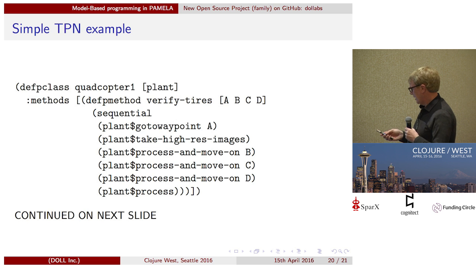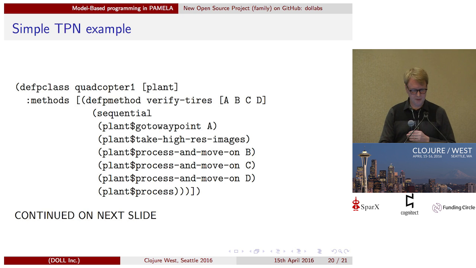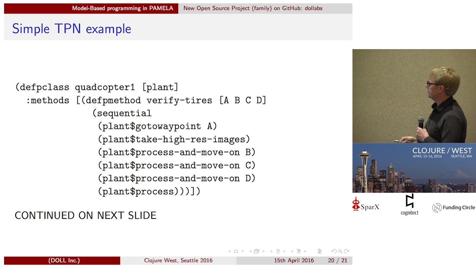repair manual. And so here, the plan goes to a particular waypoint. This is a four-waypoint example. It goes to waypoint A. It takes a high-resolution image. It processes the image and moves on to B. It processes the next image that was taken from B and moves on to C. It processes the previous image, C, and moves on to D. And then it finally processes the last image. And as you would expect, we have other methods to implement those.